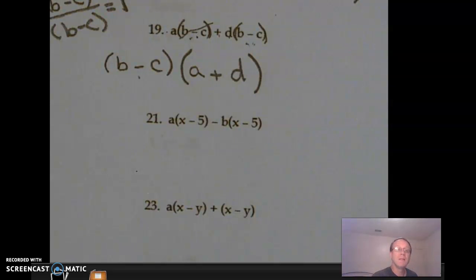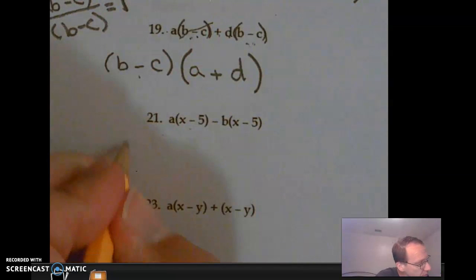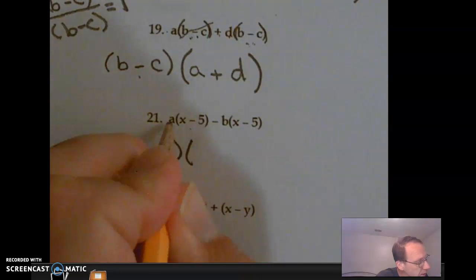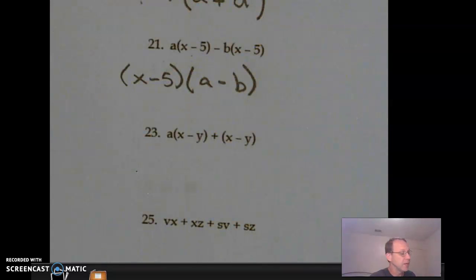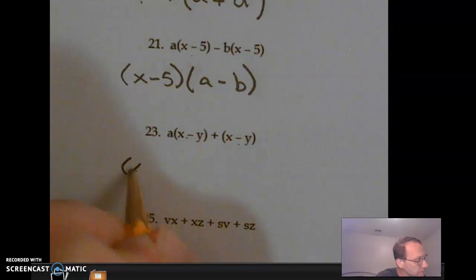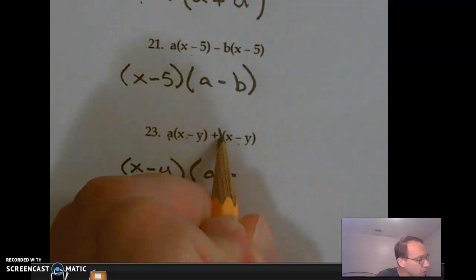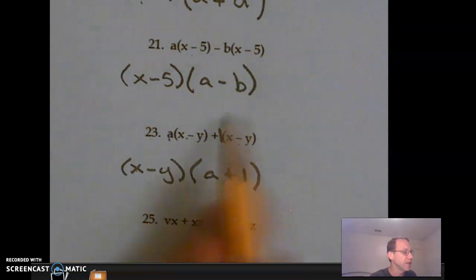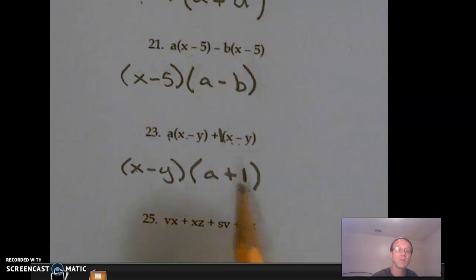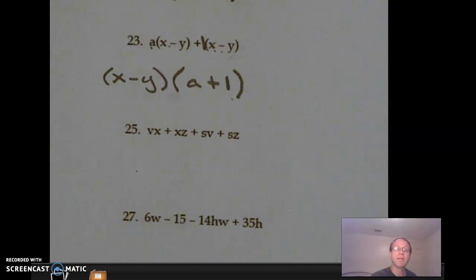All right. Here we have a common group. We would factor out the x minus 5. And that would leave us a minus b. Here we'd factor out the x minus y. And that would leave us with a plus, and then we would need that 1. That's the only time you have to write the 1, is if it cancels and there's nothing left to write down. That's when you need to write that 1. Okay, we're getting a little bit more complicated now. I hope that you are with me still.